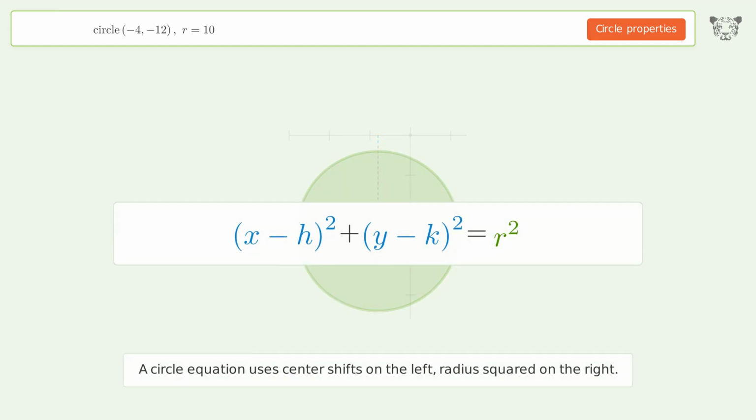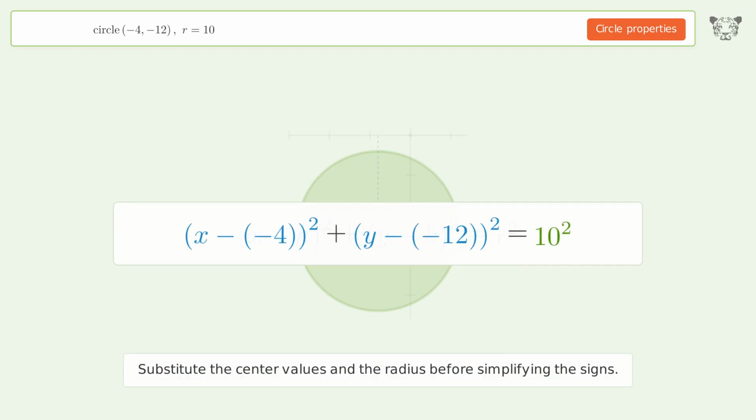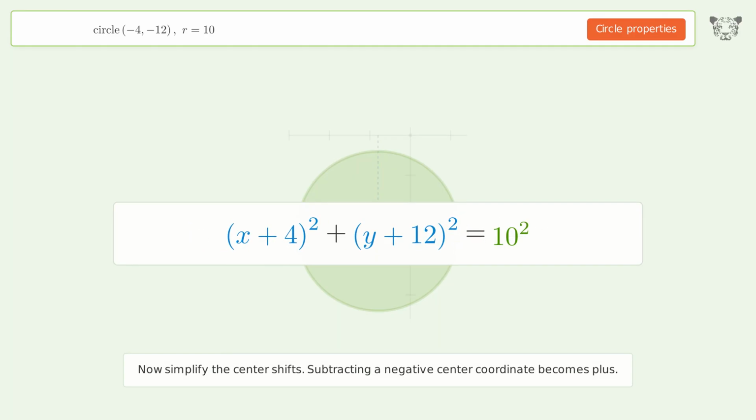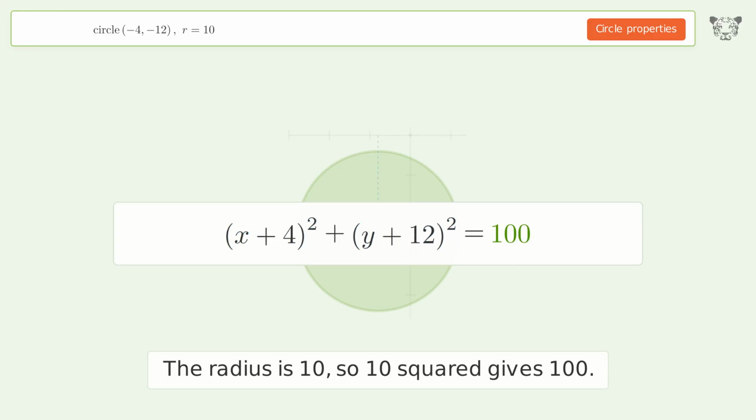A circle equation uses center shifts on the left, radius squared on the right. Substitute the center values and the radius before simplifying the signs. Now simplify the center shifts. Subtracting a negative center coordinate becomes plus. The radius is 10, so 10 squared gives 100.